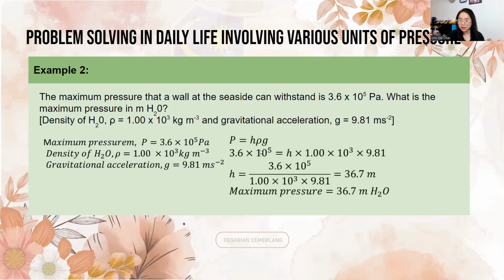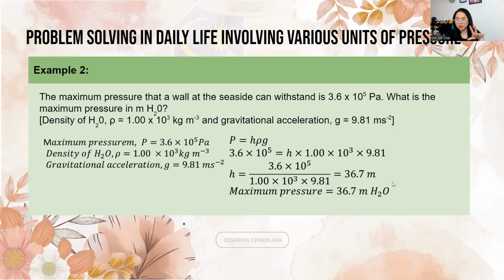Remember, P is equal to hρg, right? So you just put it inside. This P is actually in Pascal, so I just put the value in Pascal into it. Then this h will represent the answer in meter water. So that's why I just need to find out what is my h. h times 1 times 10 to the power of 3 times 9.81. And then I move this part, 1 times 10 to the power of 3 times 9.81, to the other side, which means that it will be divided. So 3.6 times 10 to the power of 5 divided by this value, and then I get 36.7 meter. Okay, so my maximum pressure is 36.7 meter water.